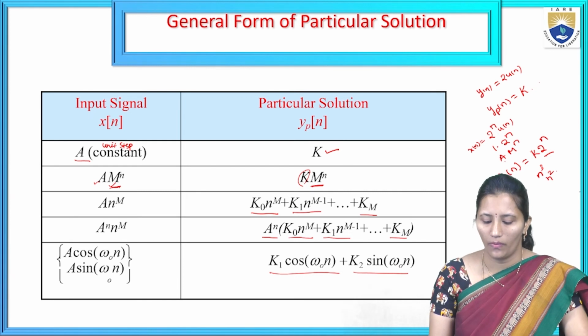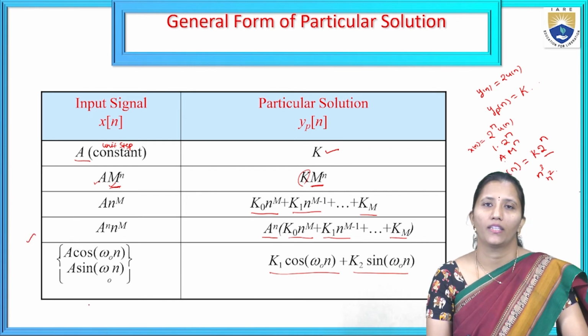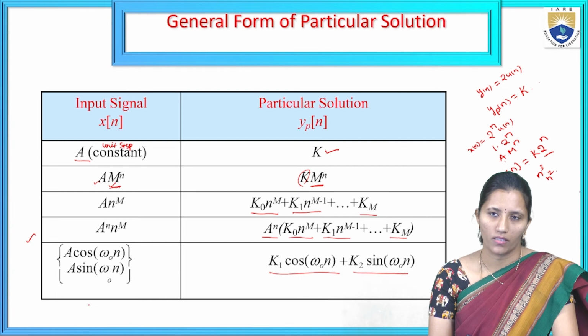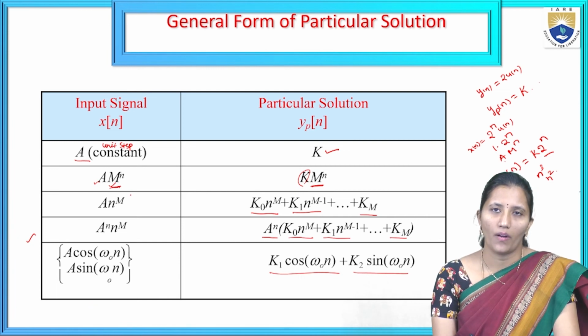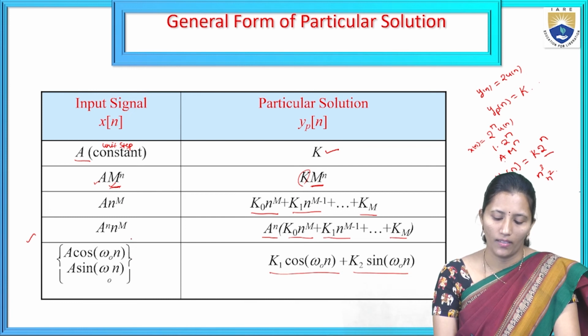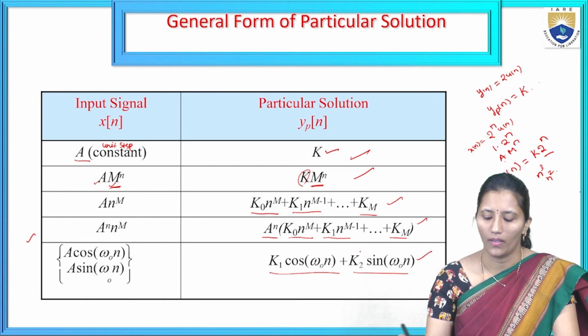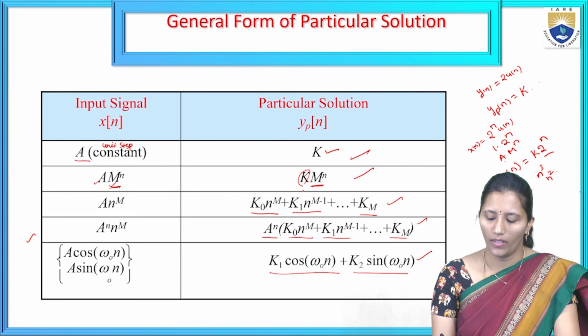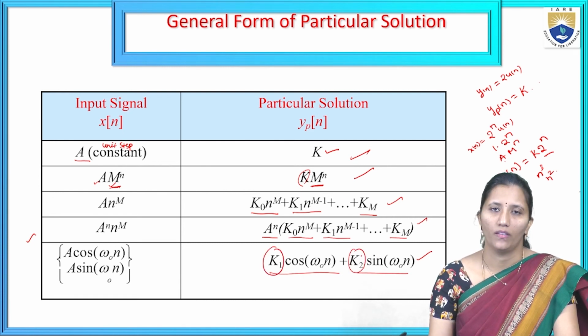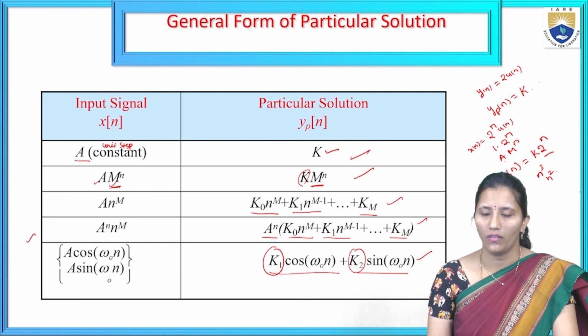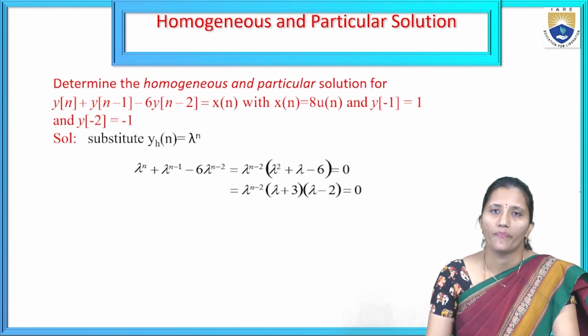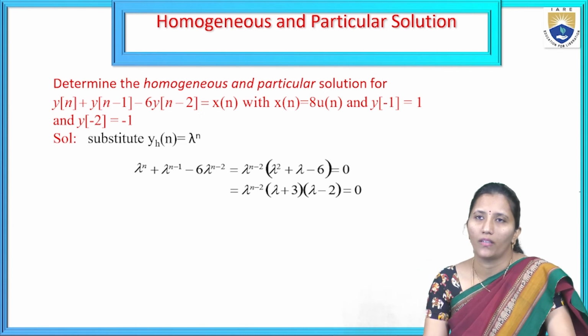So here, if we remember this table only, we can write the particular solution of the system. We should first analyze what the nature of the input signal is, and according to that we have to write the particular solution. Directly we write the particular solution, and we have to find out these constants k naught, k1, km, k. These constants we have to solve in the particular solution. So we will see one problem on this: how to find out the homogeneous and particular solution.